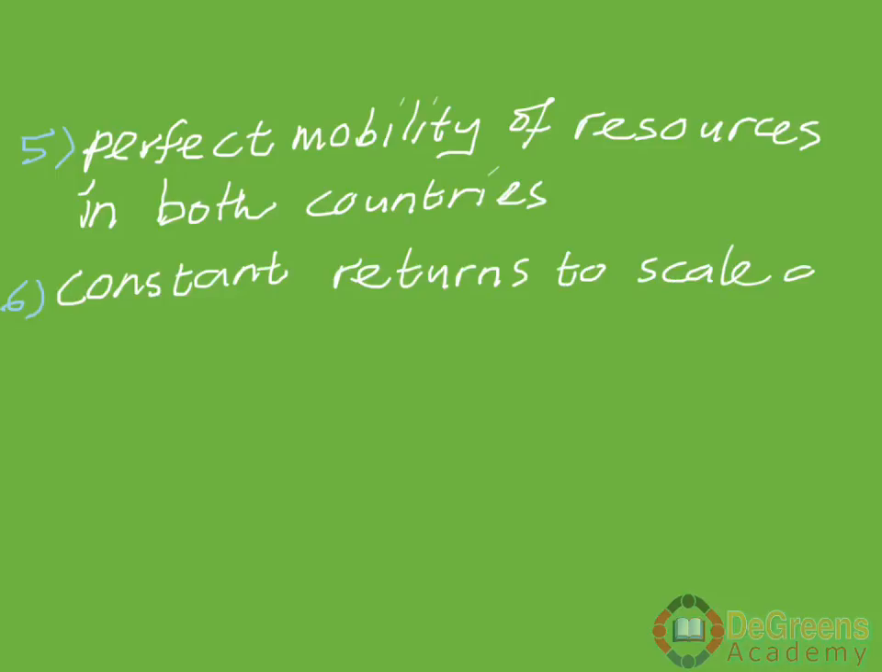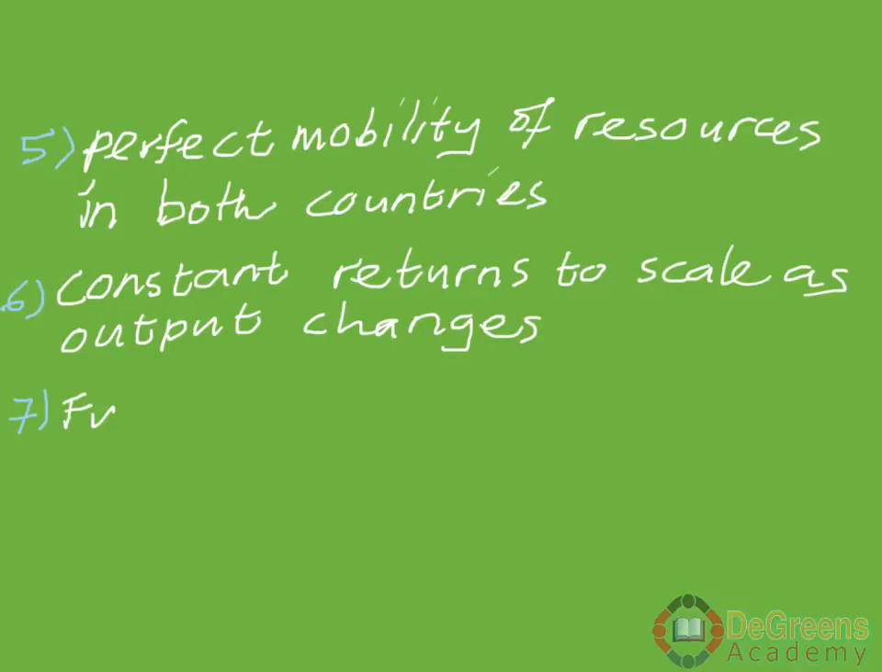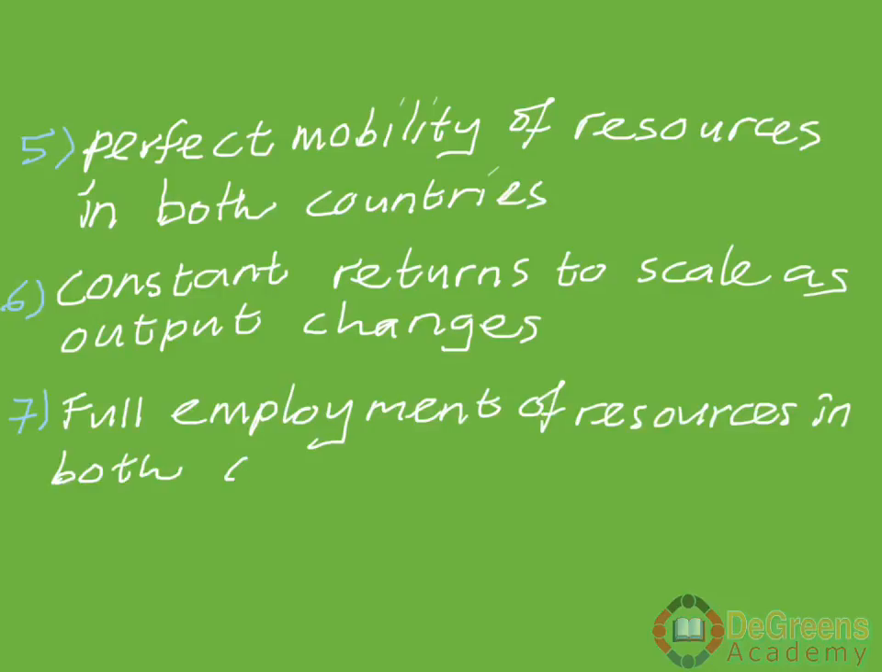Number 6, constant returns to scale as output changes. This means that as a unit of resource is moved away from one industry to another, a given amount of one commodity will be lost, and a given amount of another commodity will be gained. For example, moving resources from the car industry to the tea industry, a given number of units of cars will be lost, and a given number of tons of tea will be gained. So this is a constant amount which is lost and gained by either of the industries. It does not change.